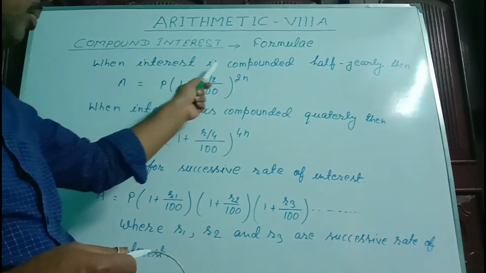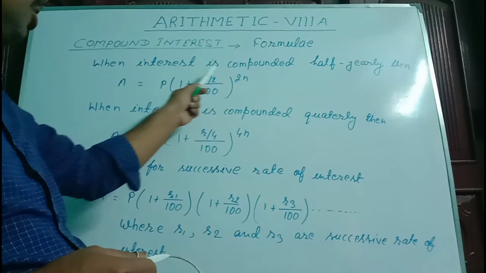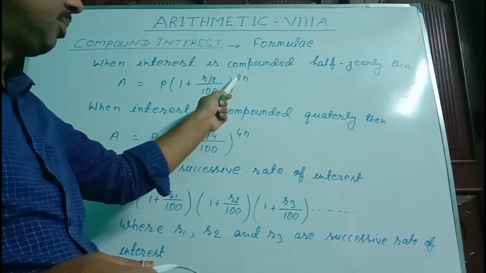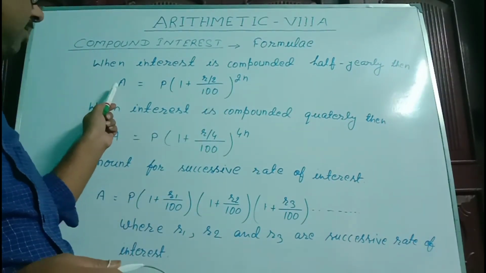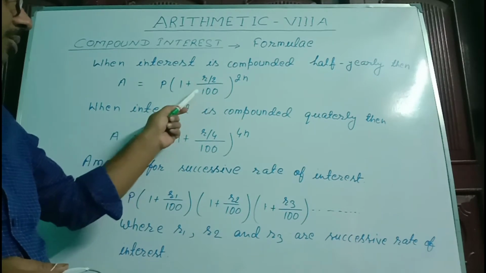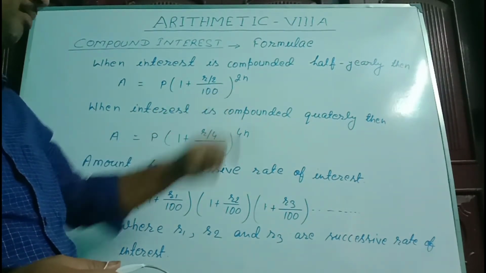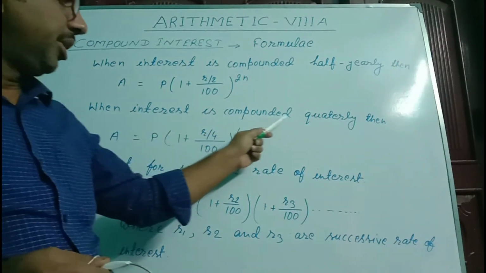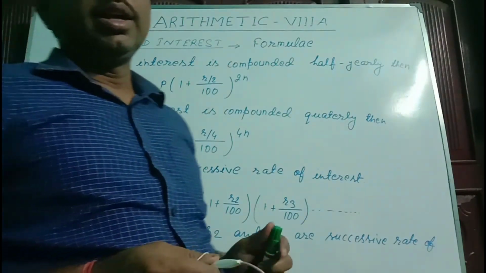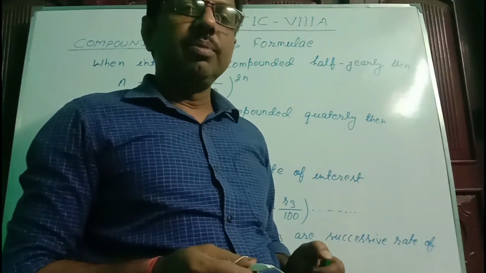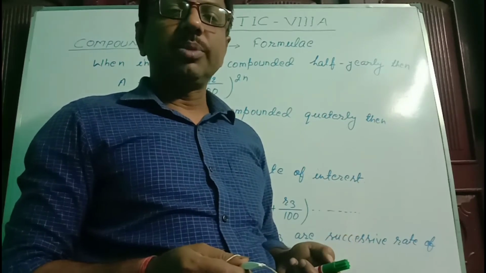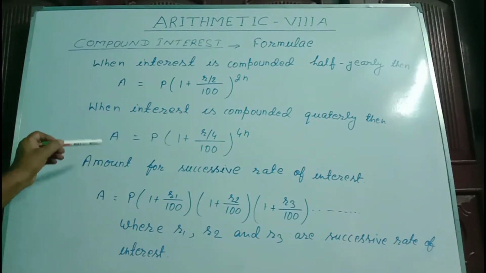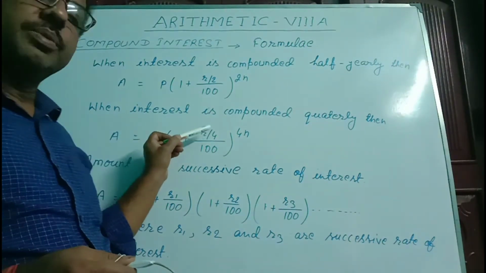When the interest is compounded half yearly, the rate of interest is divided by 2 and the time is multiplied by 2. So the formula became amount equals p into 1 plus r by 2 by 100 to the power 2n. The second case is if the interest is compounded quarterly, meaning at the end of every 3 months the interest is added to the principal to get the principal for the next 3 months. For that, the rate of interest is divided by 4.